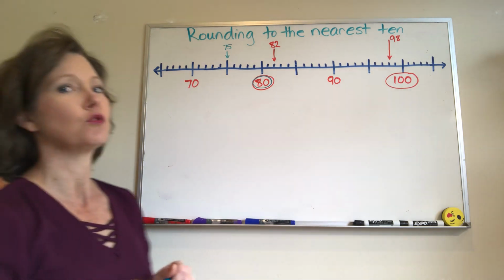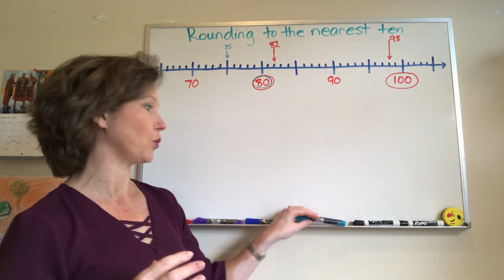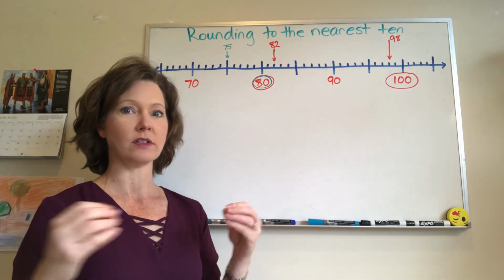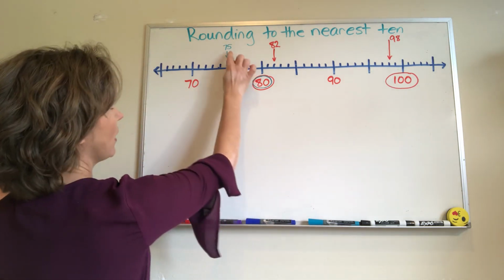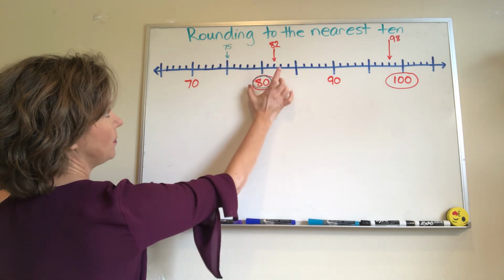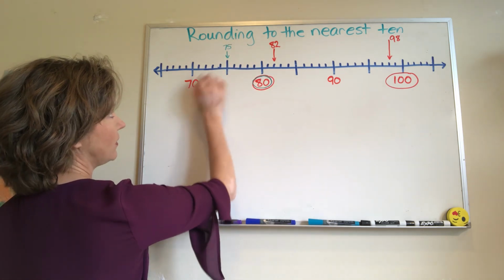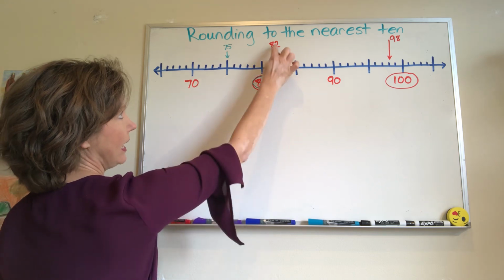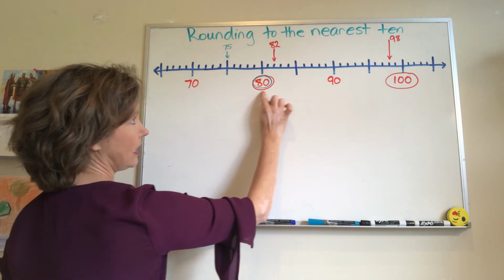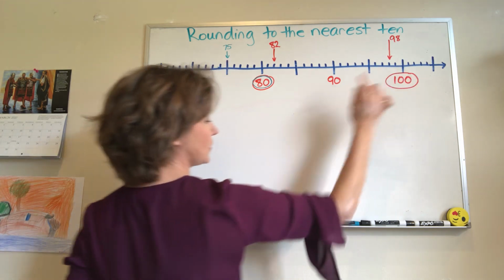We're not going to round to fives or to the ones in this chapter. We're always going to round to the 10. So you're going to take whatever this number is and you're either going to go up to 80 or down to 70 depending on what the numbers are. 75 would go up to 80. 82 would go down to 80. 98 would go up to 100.